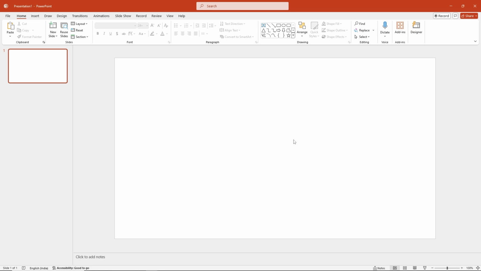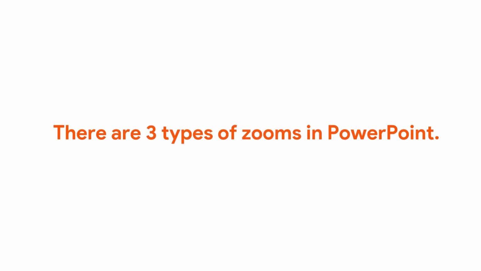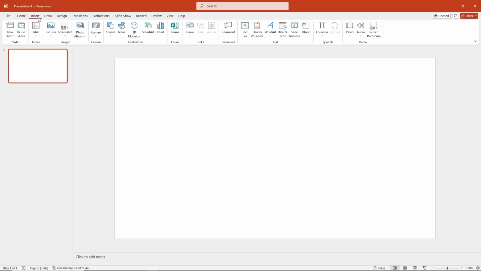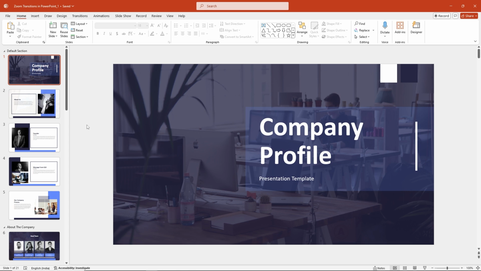Alright, let's begin. There are three types of zooms in PowerPoint: the summary, section, and slide zoom, which you can access by going to Insert and clicking on Zoom. Let's start with the summary zoom.